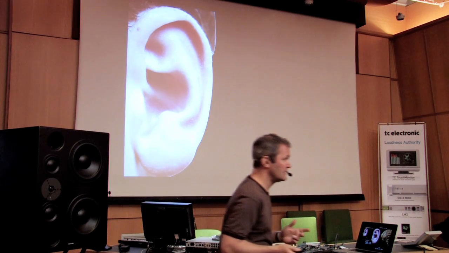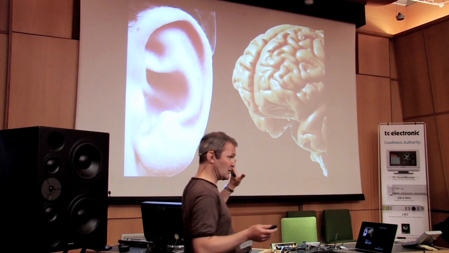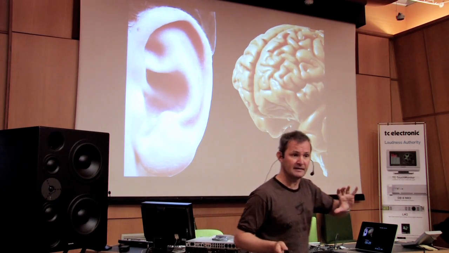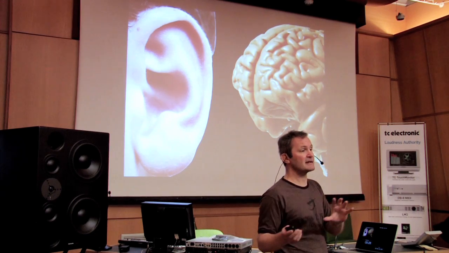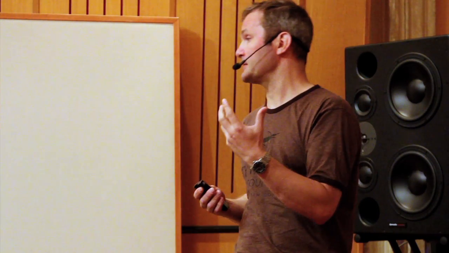So it has to do with our ears, and especially with a kind of gray mass in between our ears. Yeah, that's what it's all about. And as this is the most complicated organ ever, it's one of the reasons why we cannot construct a perfect loudness meter.